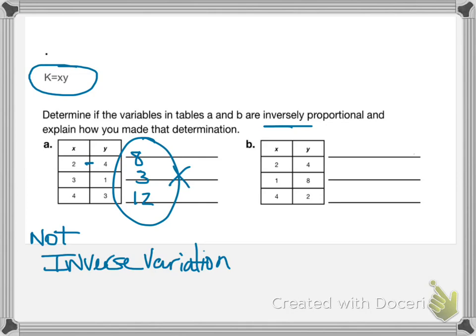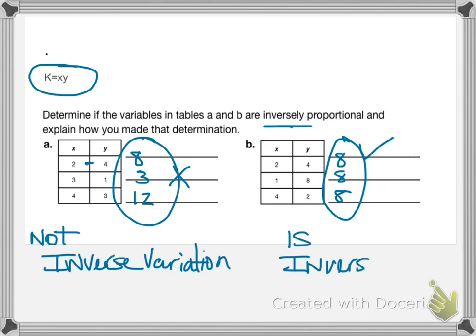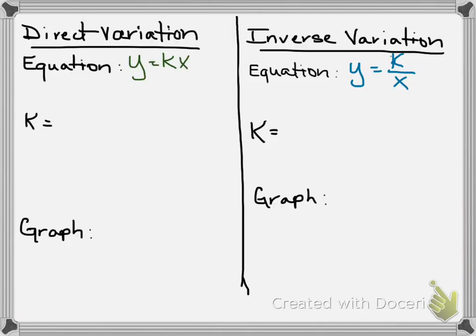So let's look at B. Okay, x times y. X times y should equal my k constant. 4 times 2 gives me 8, 1 times 8 gives me 8, and 4 times 2 gives me 8. So is my k constant the same here? Yes, it is. So this is an example. So this is inverse variation. Remember, as one went up, the other went down. Okay? All right, one last thing to remember.